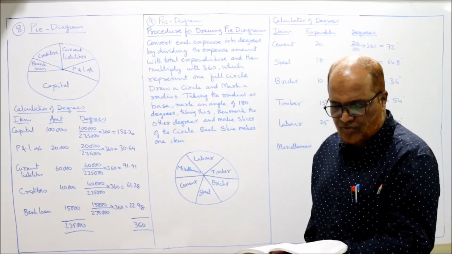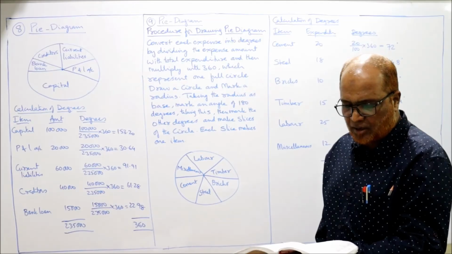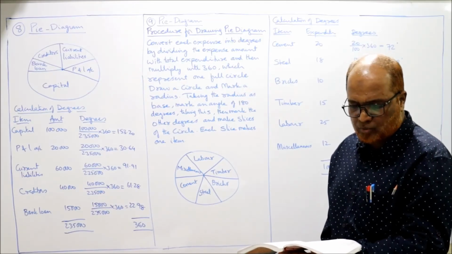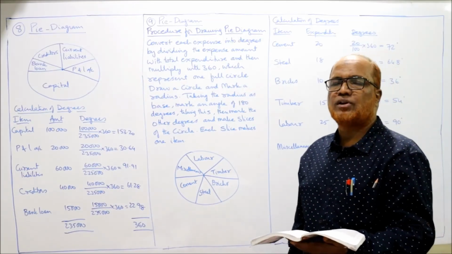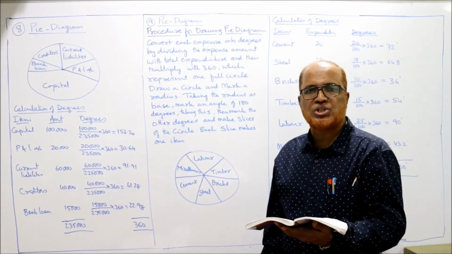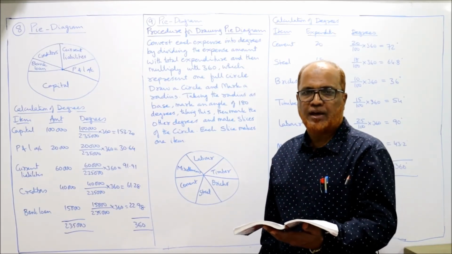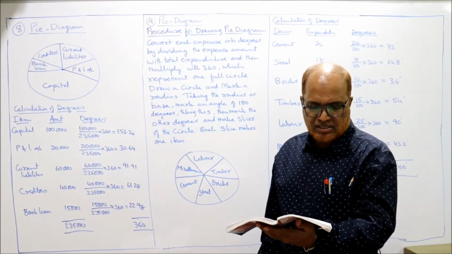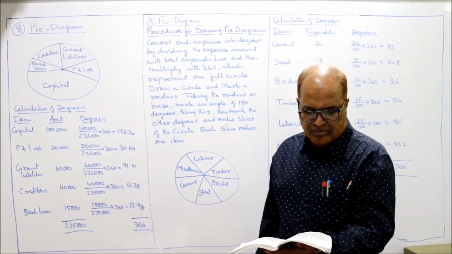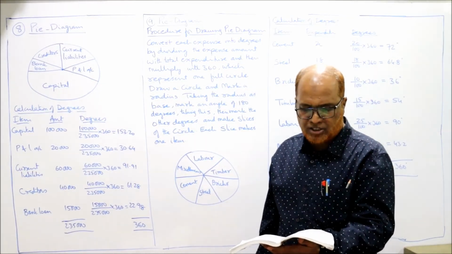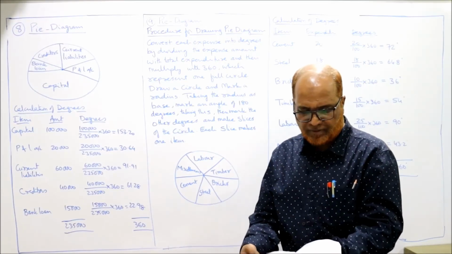Explain the procedure of drawing a pie diagram, and draw a pie diagram to the following data. First of all, it is asking you to explain the procedure of drawing a pie diagram, and then draw items: cement, steel, bricks, timber, labor, miscellaneous expenses. Expenditure 20, 18, 10, 15, 25, 12.